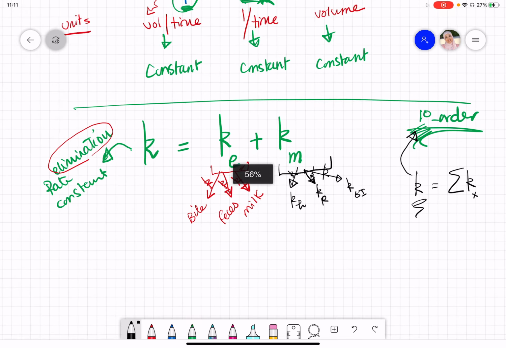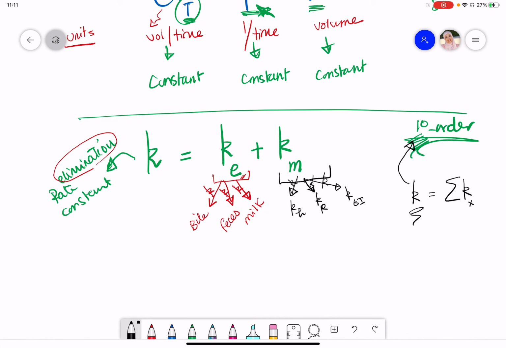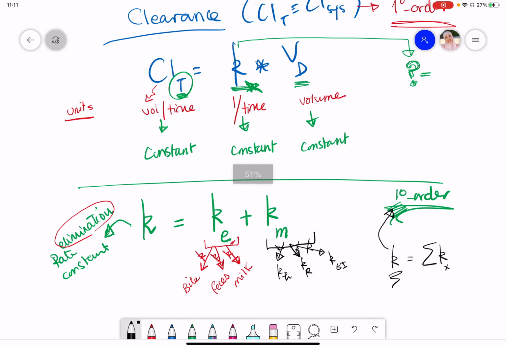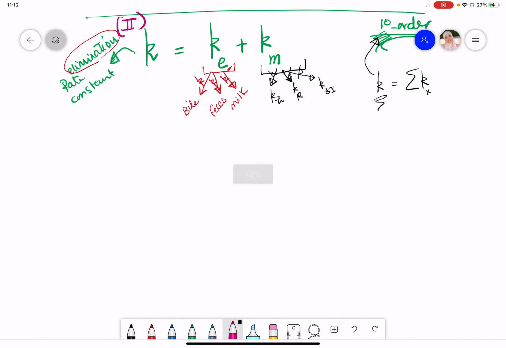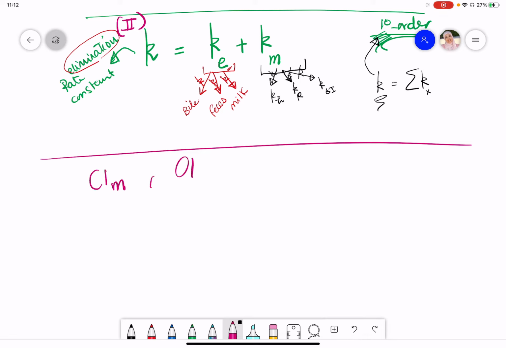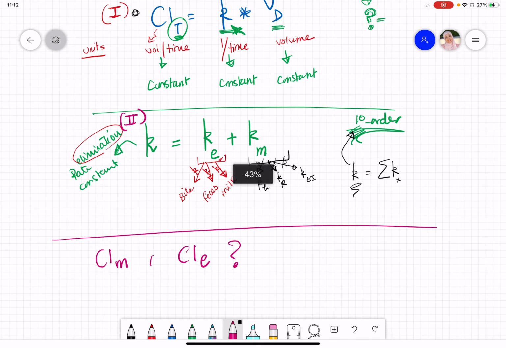Okay? If we know what we already mentioned earlier, and we know this equation, can we, by knowing both of those equations, determine the metabolic clearance or the excretion clearance?